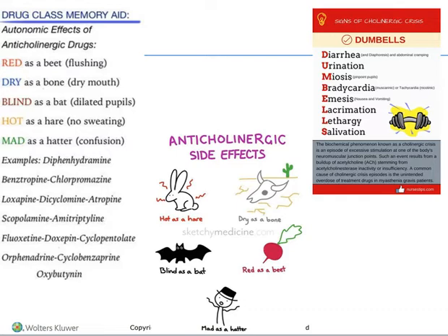Okay, so all of them have the risk of causing anticholinergic side effects. First generation, like Benadryl, is more likely to cause anticholinergic effects. Second generation are less likely. And these are those key signs and symptoms. So anytime you hear anticholinergic side effect, these are the things you should be thinking. They could be hot as a hare, dry as a bone, blind as a bat, red as a beet, and mad as a hatter. These are adverse effects.